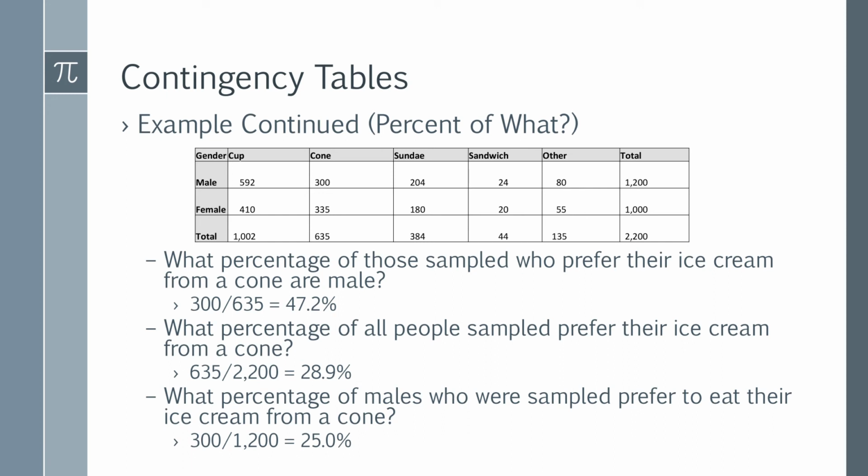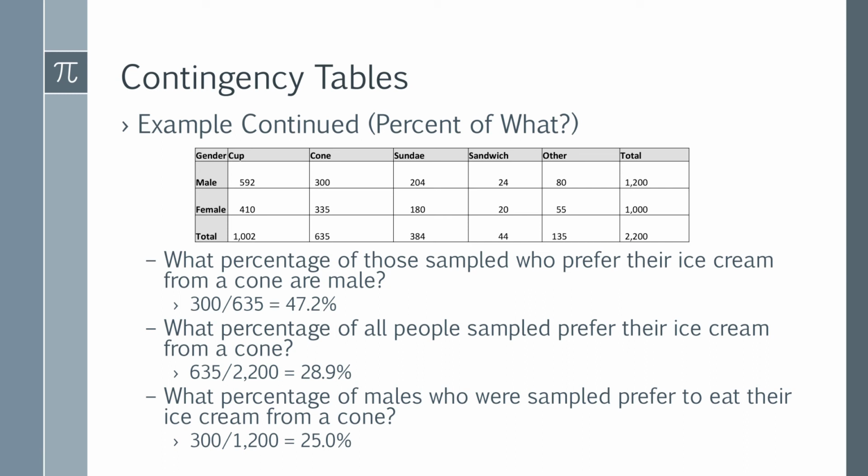Now the question is, what percentage of those are male? We know that 300 of the males preferred eating their ice cream from a cone. So to get that percentage, we divide 300 by 635. That gives us 47.2%.